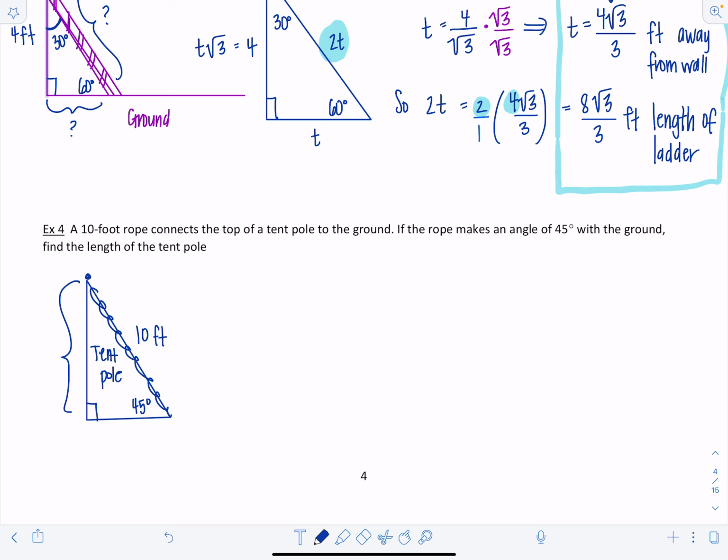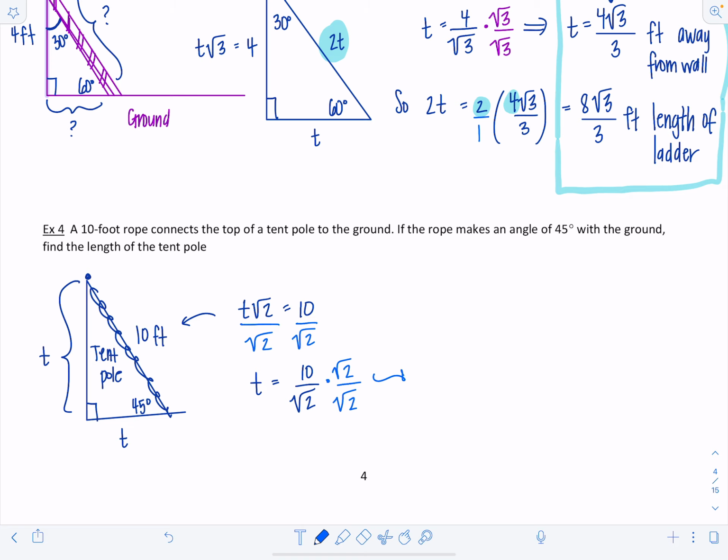Well, in this case, I have an isosceles right triangle where each of the legs is equal to t. And then remember the hypotenuse is t rad 2. So t rad 2 is equal to 10 feet. And just like in the last problem, I want to find t, so I'm going to divide by rad 2, divide by rad 2. And we have t equals 10 over rad 2. Now remember, you're not allowed to leave a radical in the denominator, so we got to rationalize. I'm going to multiply by rad 2 over rad 2. And now we have t equals 10 rad 2 over 2.